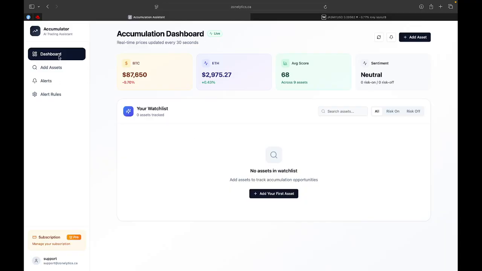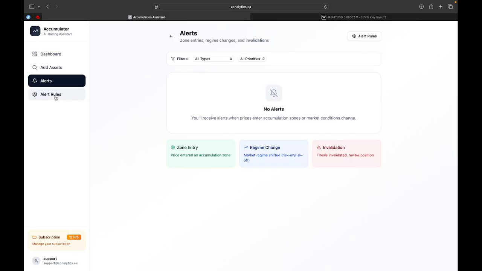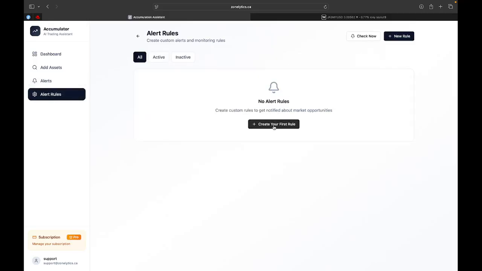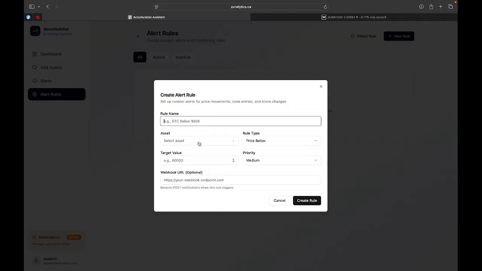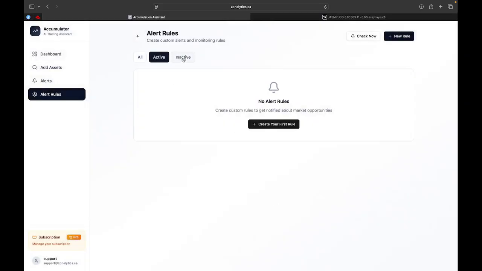So what we got here is the dashboard. You can add your assets. You've got your alerts. You've got your alert rules. What I like about alert rules is you can create price below, above, a change in percentage, a score above, a zone entry, a high confluence zone, and so on and so forth. Receive post notifications. So if you know about webhooks, you can enter in your webhook to give you that post notification. And how urgent is that alert? Is it a high? Is it critical? Those are important things. You got active, inactive.